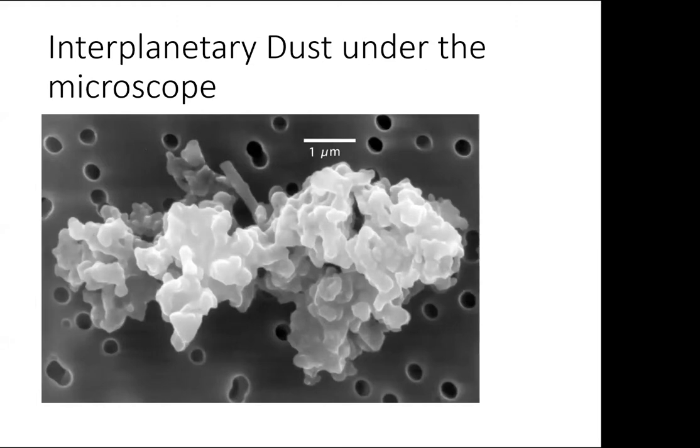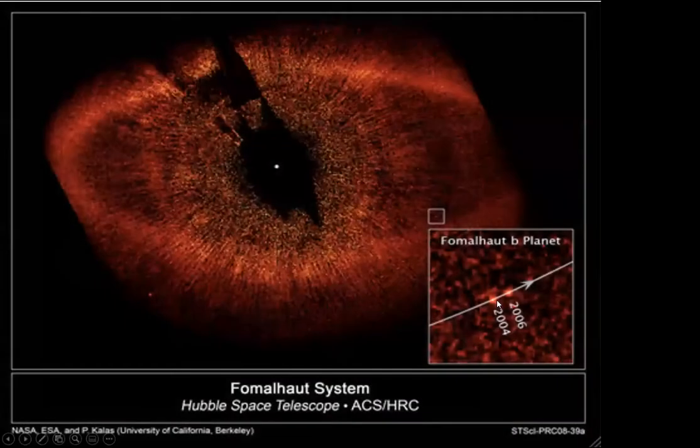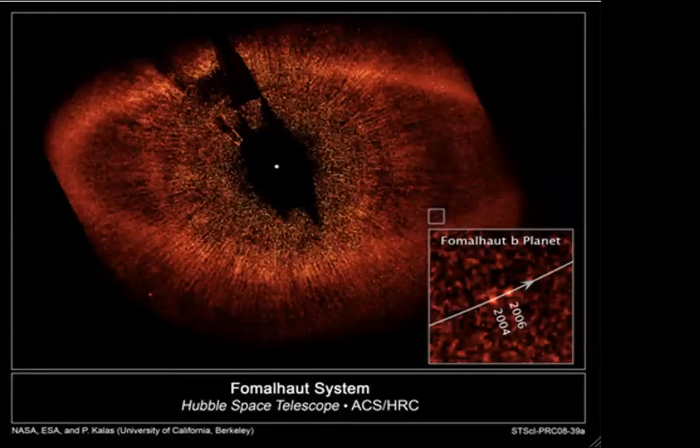Very, very porous material, very easy for gases and molecules to find their way into these crevices. Now here's the picture I have of the disappearing planet. So there we are, 2004 and 2006, Fomalhaut B, and then it went away. Sorry, that slide was in the wrong order.